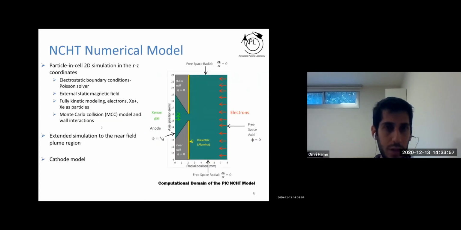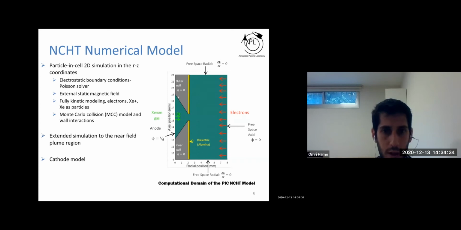So that's why we constructed a numerical model for the NCHT that includes the plume region. We're using a particle-in-cell 2D simulation in the radial-axial coordinates. We're using a 2D simulation because the computational cost of PIC simulation is very high and it's only feasible in 2D with our current computational resources. What's happening here is that we're solving the electrostatic problem, meaning that we assume constant magnetic fields. And then instead of solving the Maxwell equations, we just solve the Poisson equation.